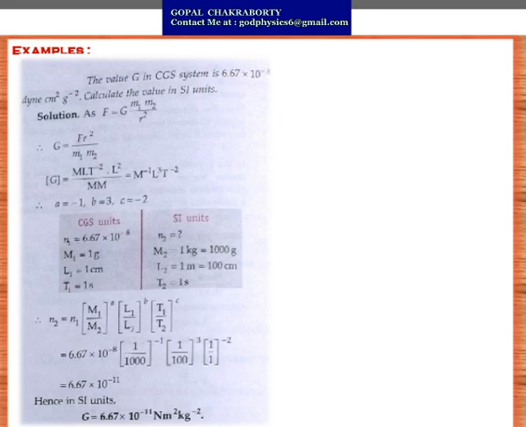Hence in SI unit, the value of capital G is equal to 6.67 × 10 to the power minus 11 Newton meter squared per kg squared. By this process you can convert from CGS unit to SI unit.